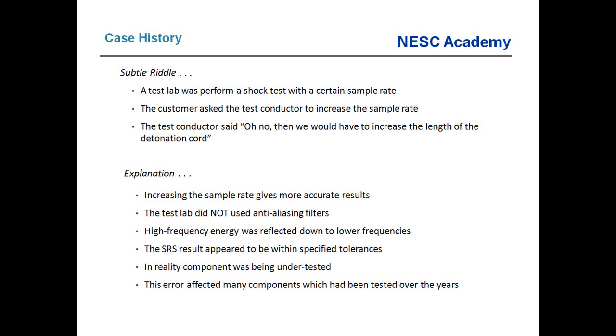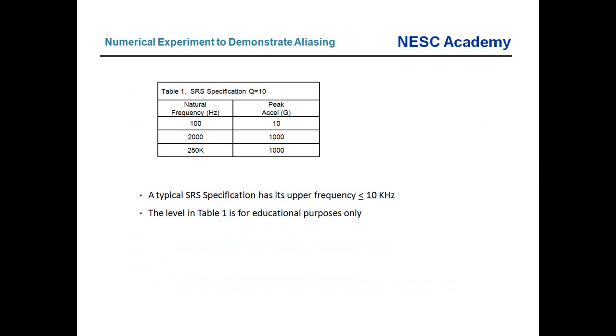Well, what I'm going to do next is go through a numerical experiment. Now, this is going to be a numerical experiment using digital data to somewhat simulate the type of problem that happened, and also to help you understand this better. And of course, the bottom line of all this is quite simple: you must use an analog anti-aliasing filter.